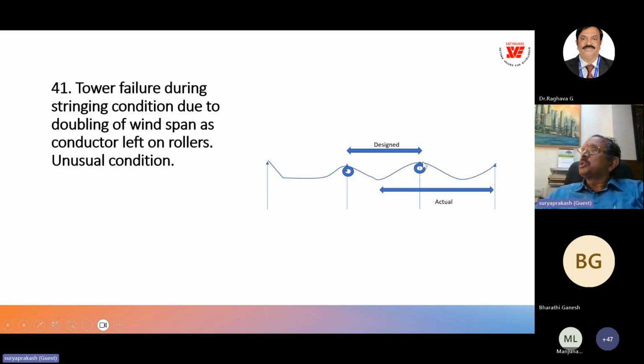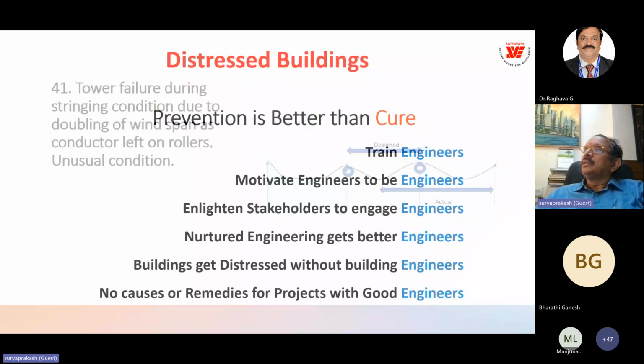Normally we are not supposed to leave the conductor on rollers, to maintain the windspan. And if you want to continue the same methodology in the design, we have to consider the larger windspan, which is not economical. So you have to lock the conductor on rollers before leaving the site. So this is a lesson learned, and this is a tower we could not restore. The towers have failed, and this is the case.